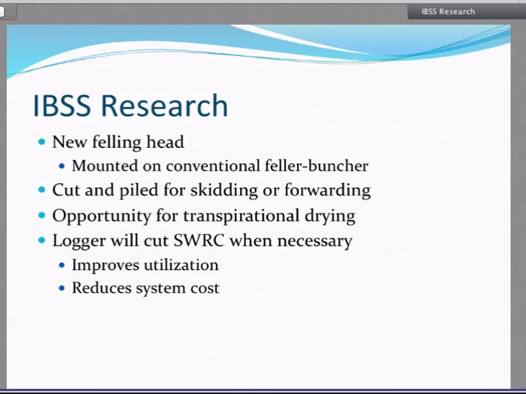Again, it's not going to be my call, or I'm not the one who's going to say which way we're going with this. Are we going to dry in the woods? We're going to dry. That's going to have to be a group decision. I'm just trying to come up with a more efficient felling head.